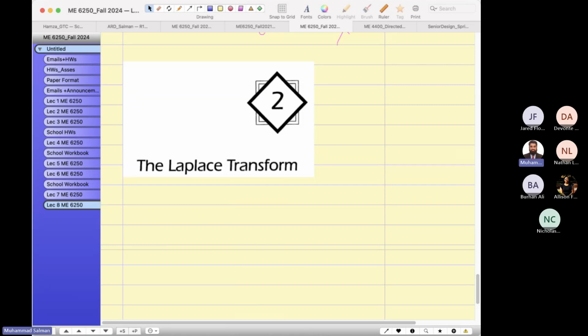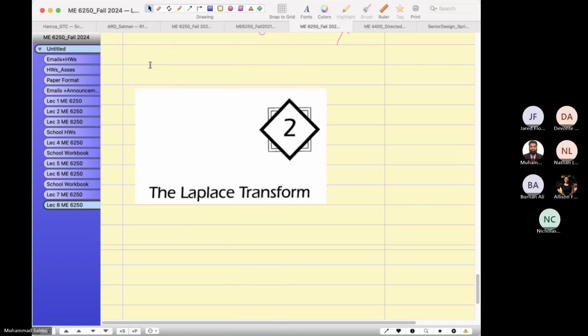So let's do one problem here. Let's study what the Laplace transform is. Chapter 5, I will finish this week. I will complete this chapter 5, Laplace transform.